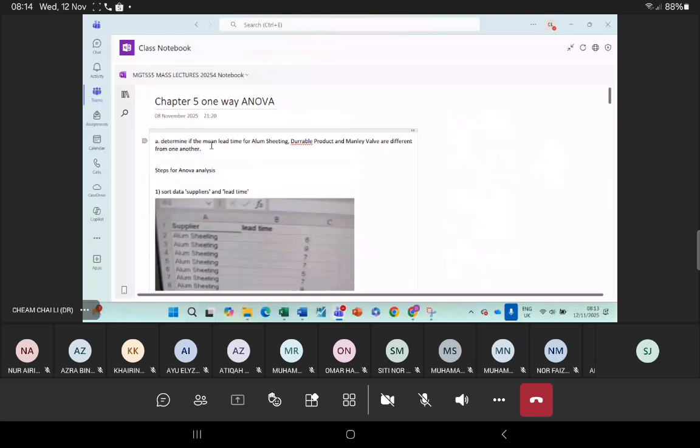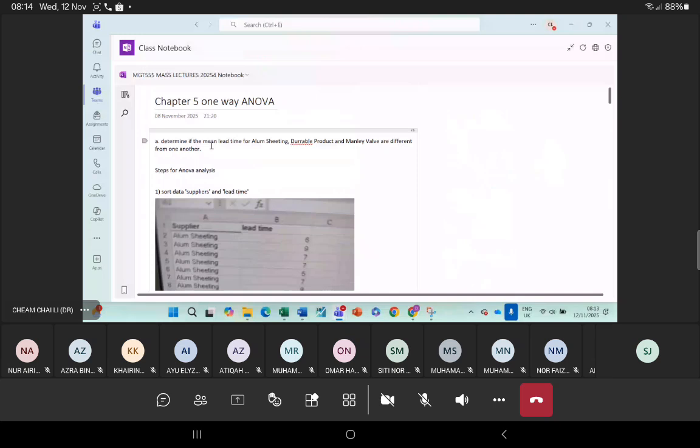And then first you need to write your hypothesis. You have to define your mu because you have 3 groups now. So you define mu 1 as mean lead time for aluminium sheeting, mu 2 as mean lead time for durable product, and mu 3 as mean lead time for manifold valve, right? So kita ada 3 group, and from here you can construct your hypothesis now.